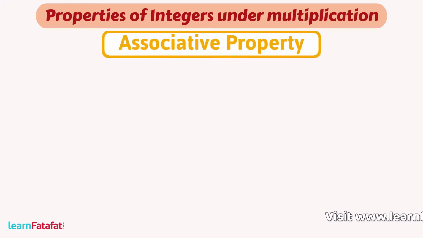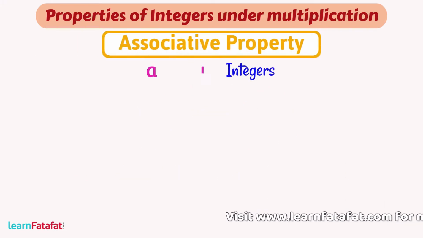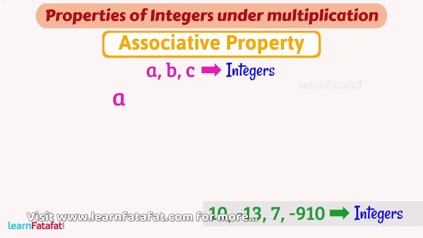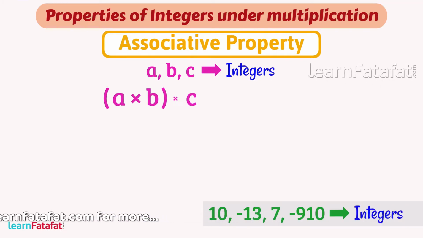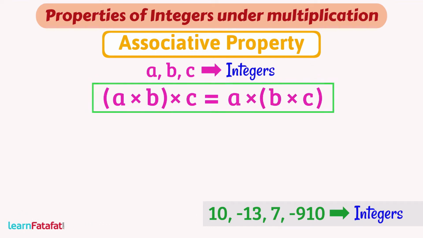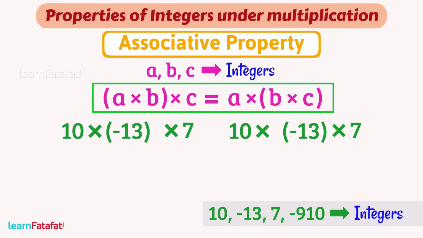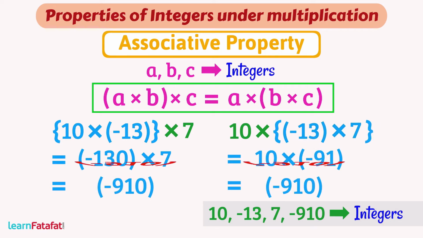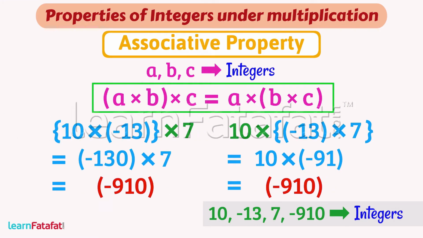Associative property. Multiplication of integers a, b and c can be grouped in any way. A into b into c equals a into b into c. Example, 10 into minus 13 into 7 can be solved by grouping 10 and minus 13 or by grouping minus 13 and 7. The result is similar. So multiplication of integers is associative.